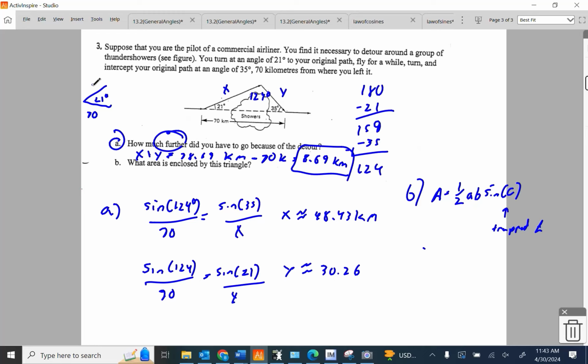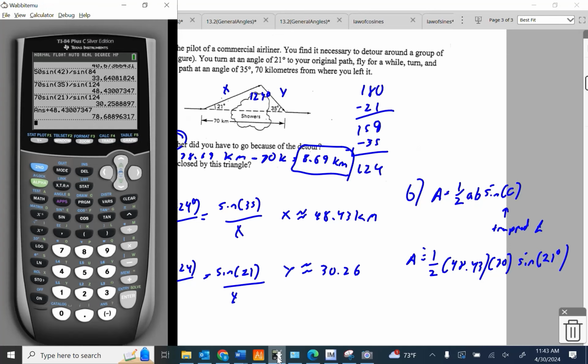This is 48.43. So a and b can be these two side lengths, and this is my angle C. So if I'm doing this one, 1/2 of 48.43 times 70 times the sine of 21 degrees. And then it's a push buttons and a calculator. A lot of these problems are.